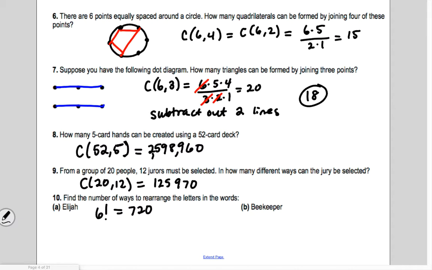All right, how about beekeeper? How many letters? Are there 9 total letters? Over 5 factorial, exactly. All right, 9 factorial divided by 5 factorial. Anybody beating me? Yeah, 3024.